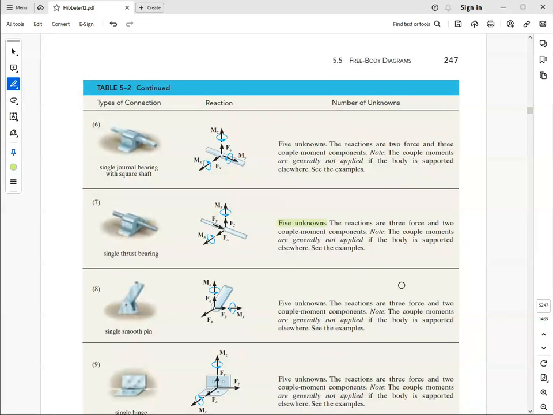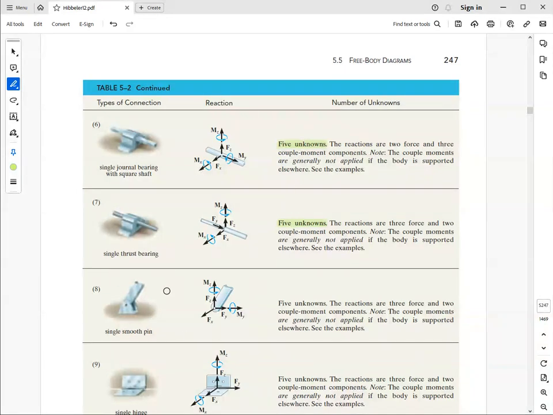We're moving here to single journal bearing with a square shaft. This is a prismatic joint, sliding joint, that is. We have 5 unknowns. So sliding is permitted, but no rotation. So we will see 2 reaction forces transverse to the prismatic body, or rod, and then you're going to see all 3 moments about the 3 axes.